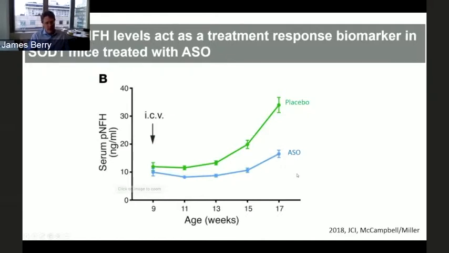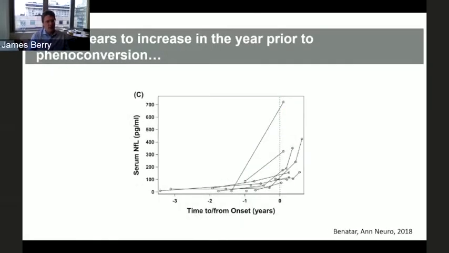And I would say that at the American Academy of Neurology, Tim Miller, who's the lead investigator for the SOD1 antisense trial in humans, showed data that actually in humans, there is a decline in neurofilament in those who are treated with antisense compared to those who are treated with placebo. So we have some human data to say that this is bearing out in people as well.